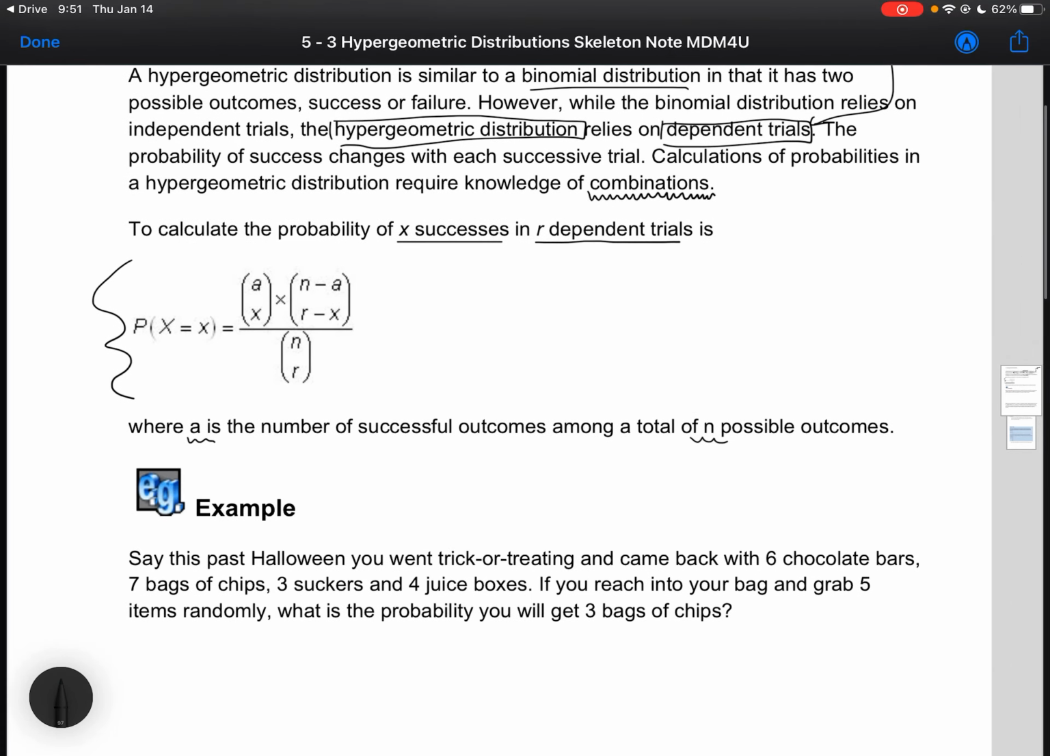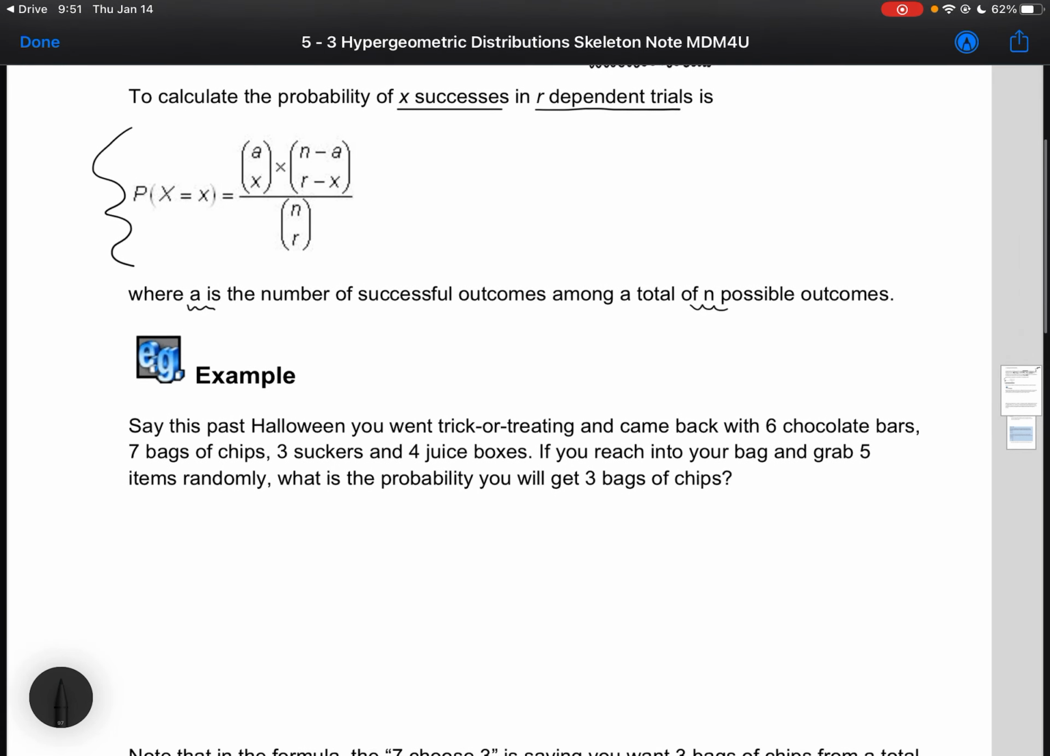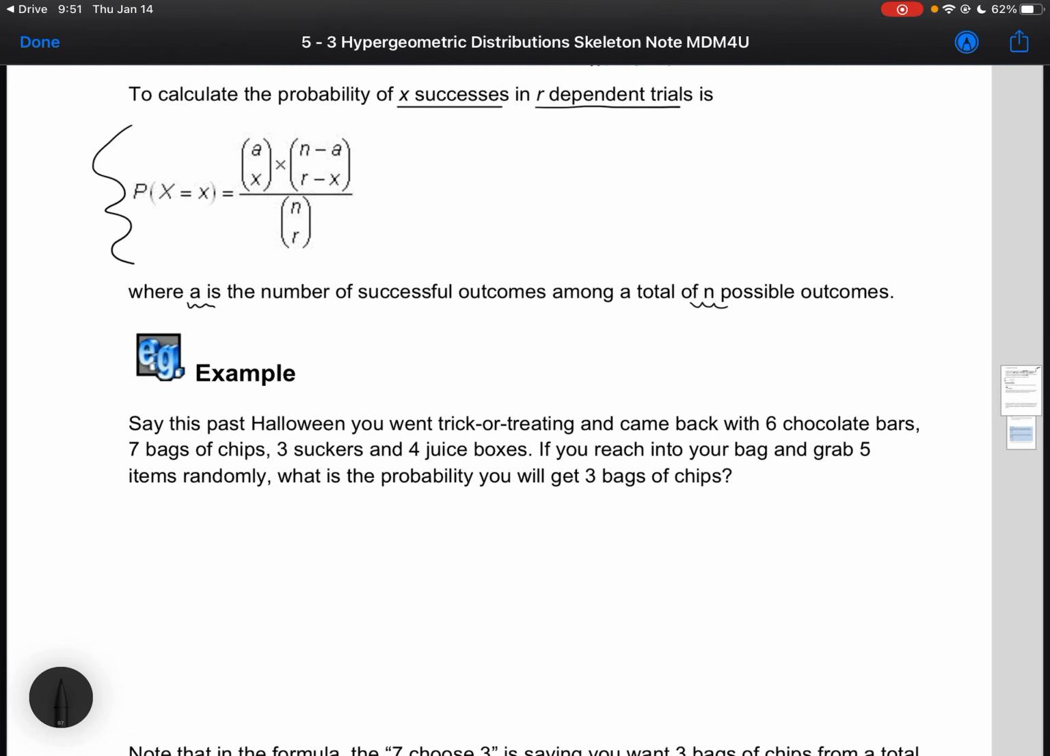Let's go through an example to see how that equation works. Say this past Halloween you went trick-or-treating and you came back with 6 chocolate bars, 7 bags of chips, 3 suckers, and 4 juice boxes. If you reach into your bag and grab 5 items randomly, what is the probability that you will get 3 bags of chips? We've got some variables here: A, X, N, and R. Deciding what those are before we use the equation will help us to get everything in the right spot.